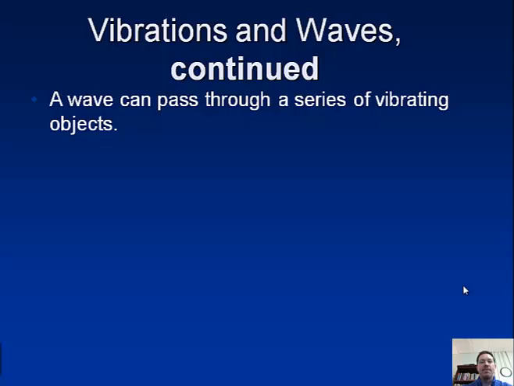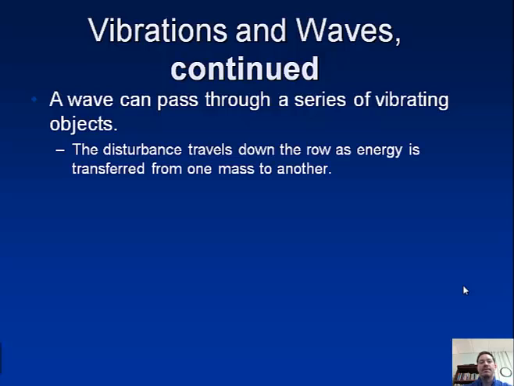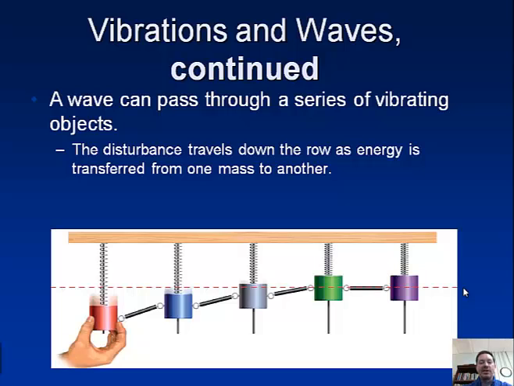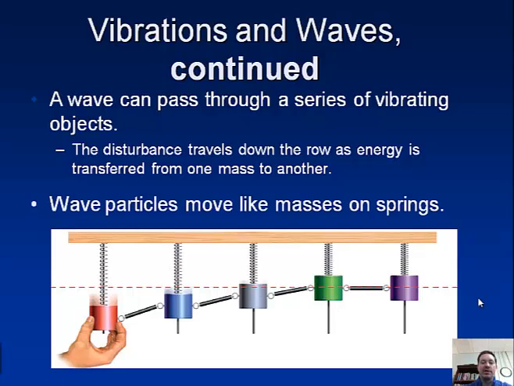A wave can pass through a series of vibrating objects. The disturbance travels down the row as energy is transferred from one mass to the next object. I guess this could be similar to Newton's cradle, where we hit one object into the other and we get this kind of wave pattern. Here we've got a series of masses connected to springs and then connected to each other as well. If we do work on one, then they're all going to move like waves through these masses.